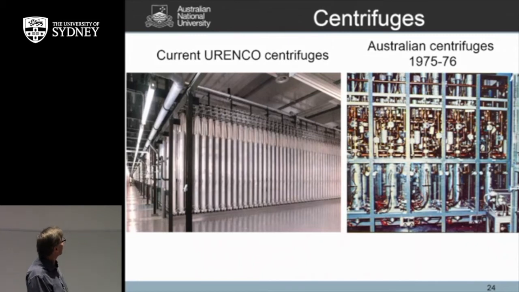So this is what Urenco centrifuges look like. The Urenco company is probably one of the bigger players in uranium enrichment at the moment. Australia actually was, in the early days, involved in developing centrifuge technology here in Sydney, in fact, at Lucas Heights. But there was a change in government and a decision was made that we wouldn't go that direction, so this technology was scrapped.